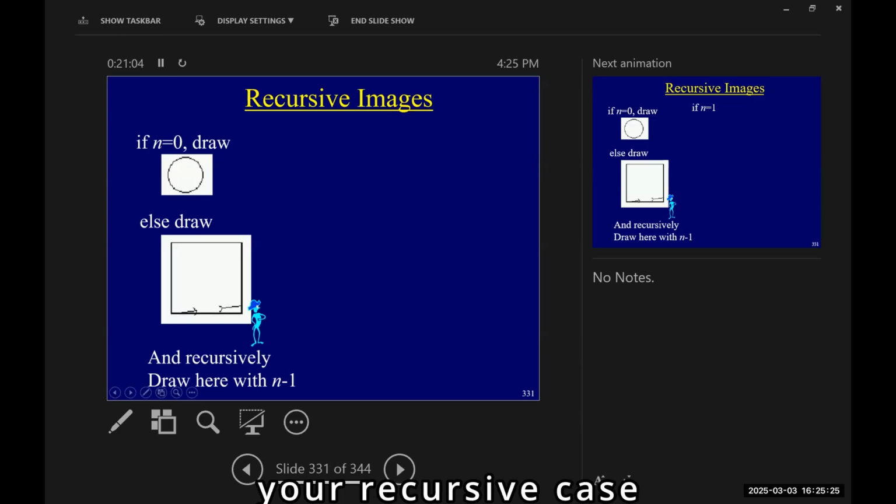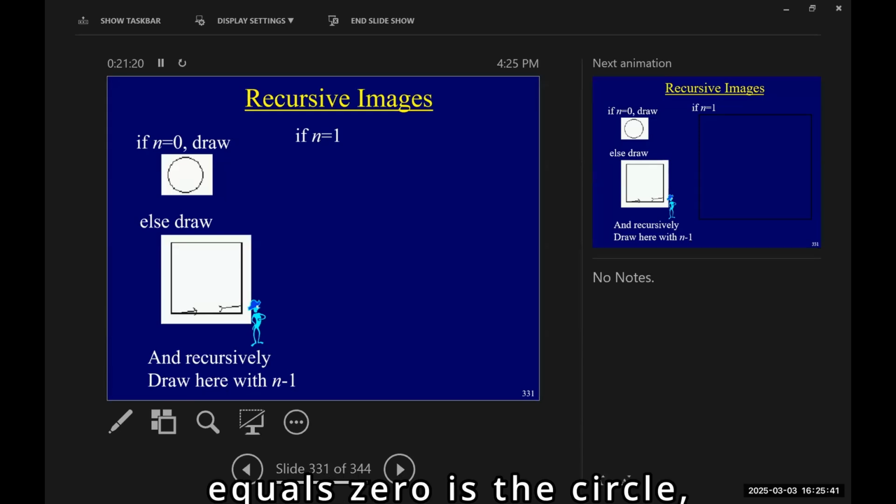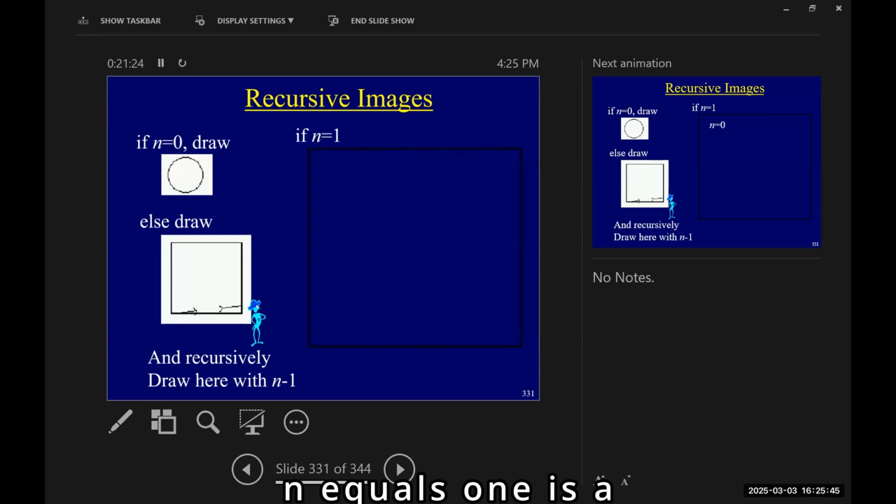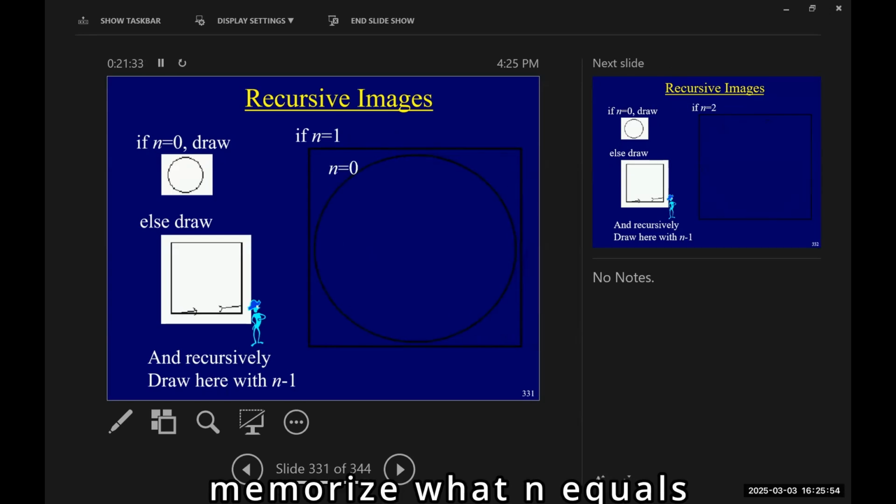your recursive case, is a square plus, what's this little arrow under here? It says take. All right, let's continue because I know there's a slide on. All right, so n equals 0 is the circle. N equals 1 is a square with the n equals 0 inside, right? N equals 2, or memorize what n equals 1 looks like, right?